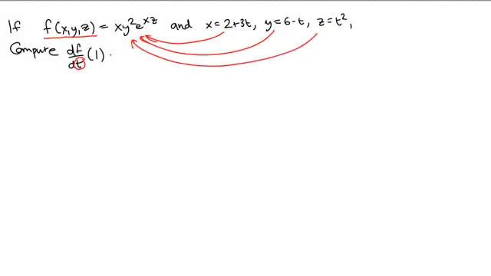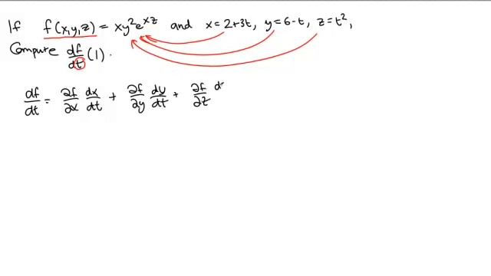So we're looking at a composition, and that's what the chain rule is for. So the chain rule would say that df dt is del f del x dx dt plus del f del y dy dt, plus del f del z dz dt. So we'll just work out these individual values.